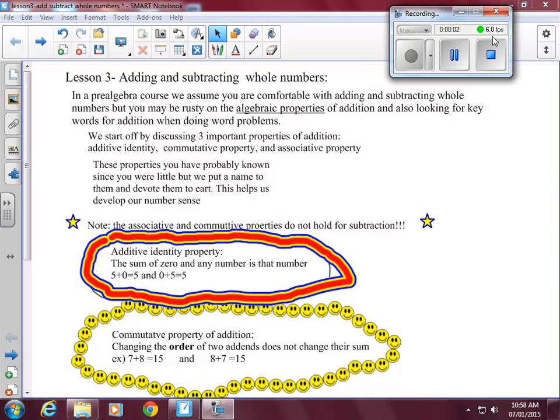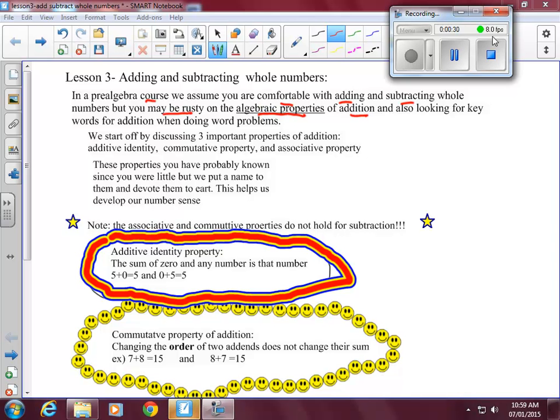Okay, welcome back. Moving right along, lesson 3, adding and subtracting whole numbers. So in a pre-algebra course, I assume that you're comfortable with adding and subtracting whole numbers, but what you may not be comfortable with, or you may be rusty on, is the algebraic properties of addition and subtraction. Meaning what? Do you have memorized the commutative, the associative, and the additive identity properties?